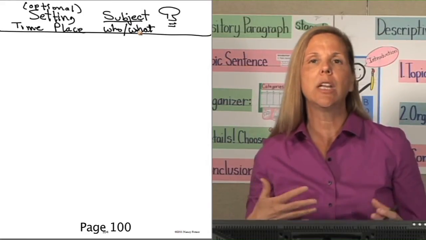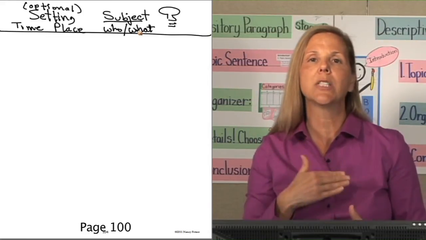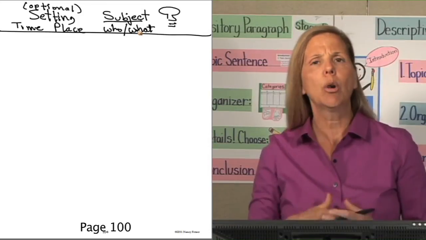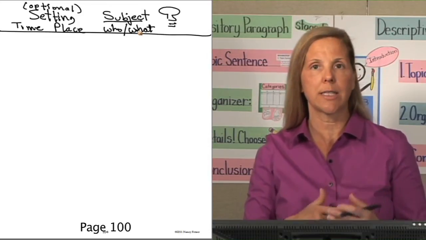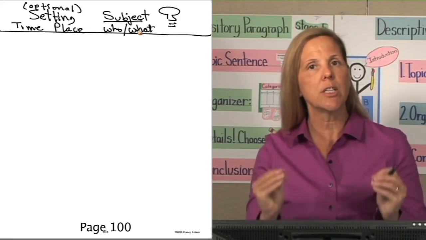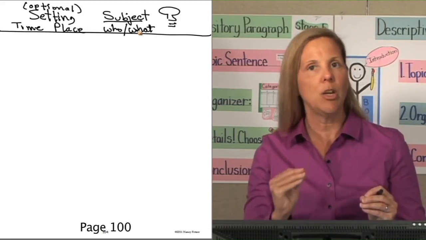So if I was telling information about butterflies, my subject is butterflies. Who or what am I telling you about? Plants. Who or what am I telling you about? Rocks. Notice I'm just giving you the subject. I'm not telling you anything else.